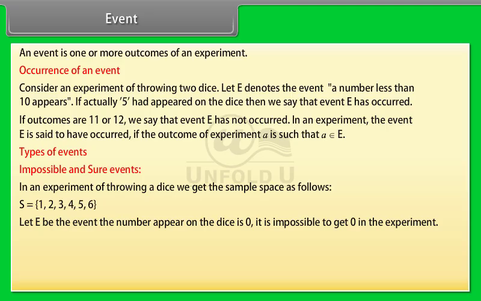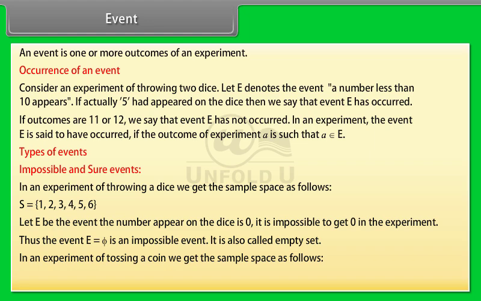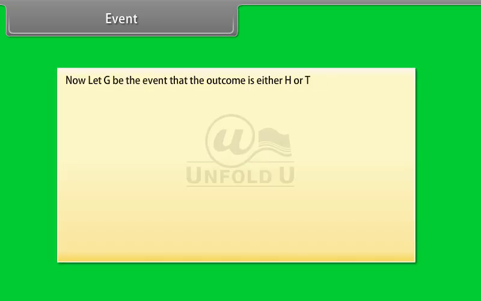Let E be the event the number that appears on the dice is 0. It is impossible to get 0 in the experiment. Thus the event E is equal to phi, an impossible event. It is also called the empty set. In an experiment of tossing a coin, the sample space is S is equal to {H, T}. Now let G be the event that the outcome is either H or T. Thus the event G is equal to {H, T}, a sure event.